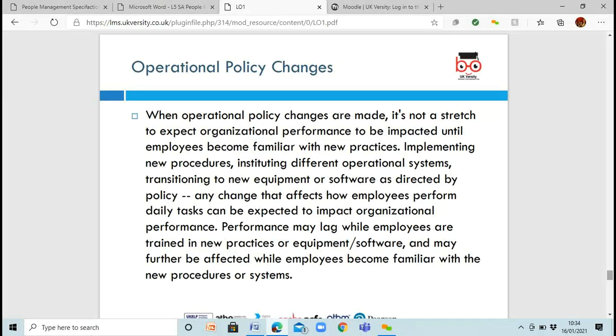So the performance may lag. It might take the employees a little time to get trained or to get used to the equipment or software, and they might even be more affected while they're becoming familiar with these procedures and systems. So change can take a little time. So in the meanwhile, you might see things go downhill, but once this becomes the norm, they normally do tend to pick up again.